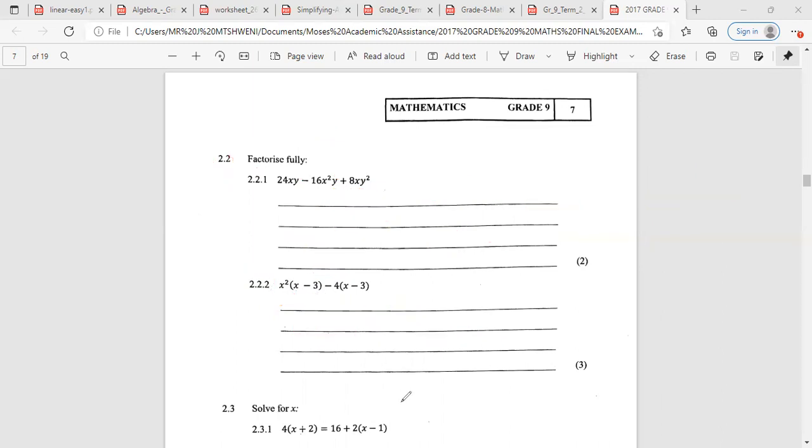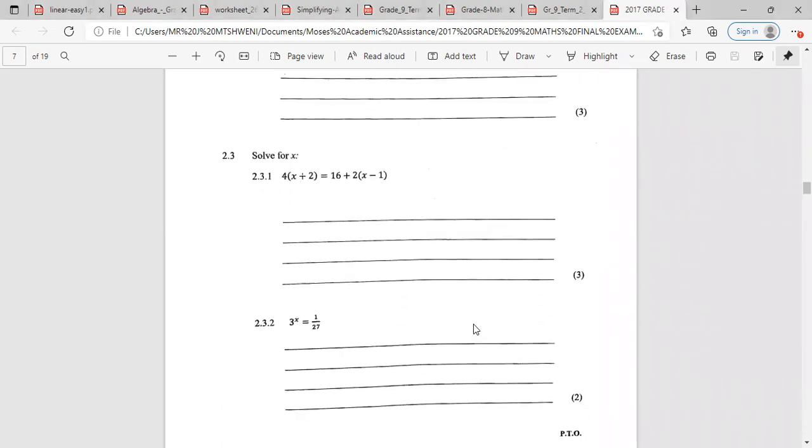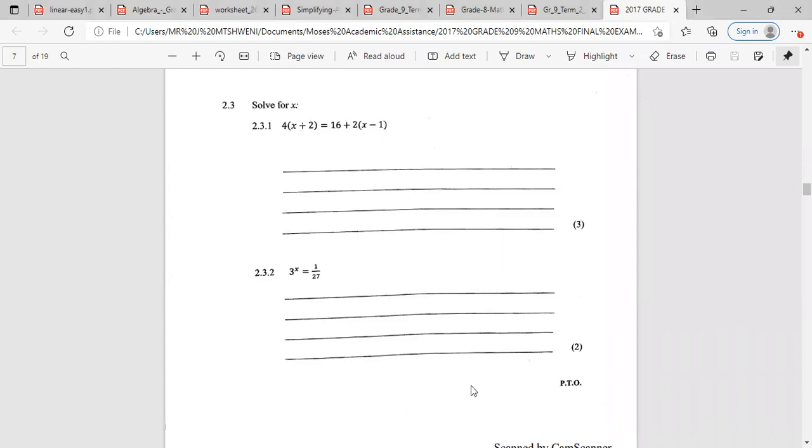Okay, let's move. Okay, let's go. Yes, we are here. Yes, now we're solving for x on 2.3. Right. 4 multiplied by x, get a 4x. My pen is jumping. 4 multiplied by 2, you get what? 8. Equal sign. Then having 16.